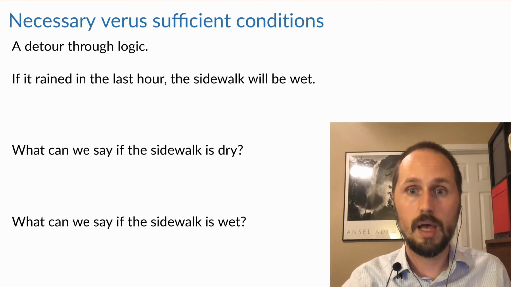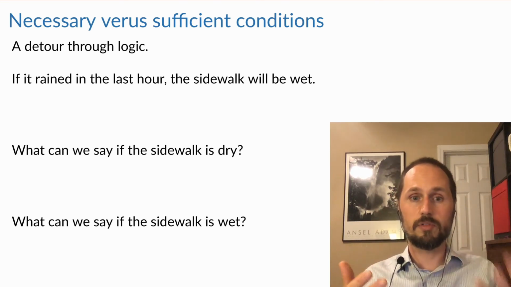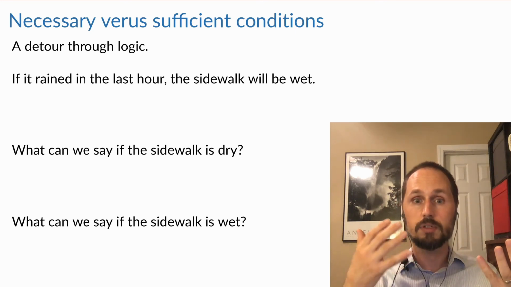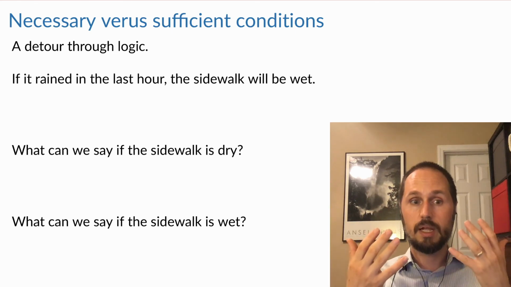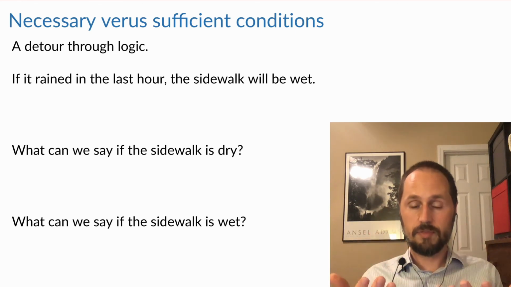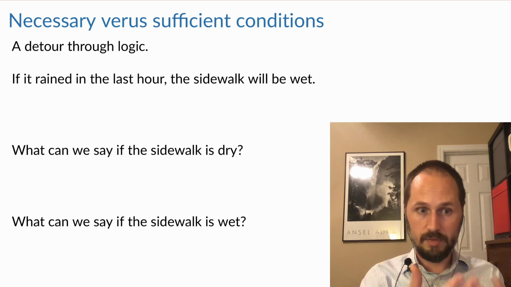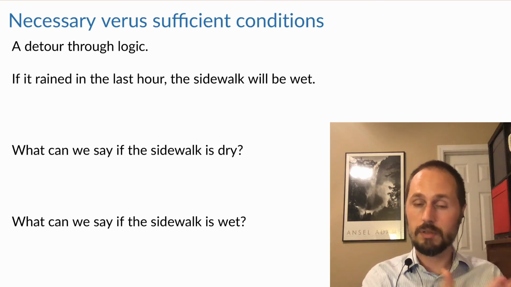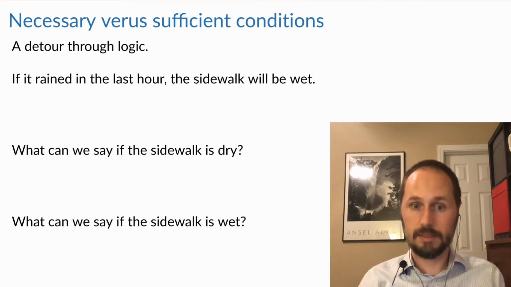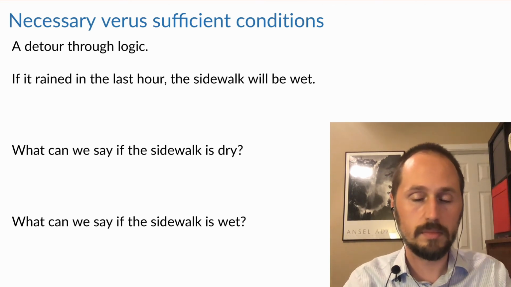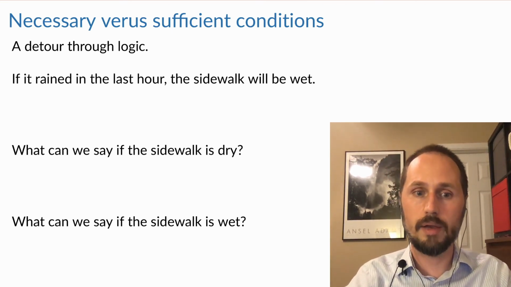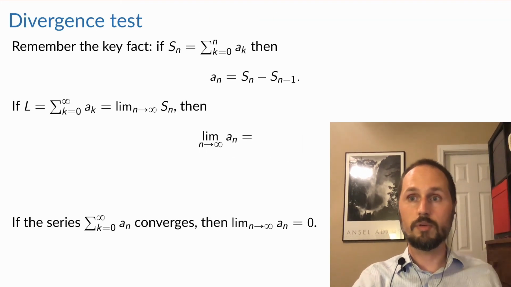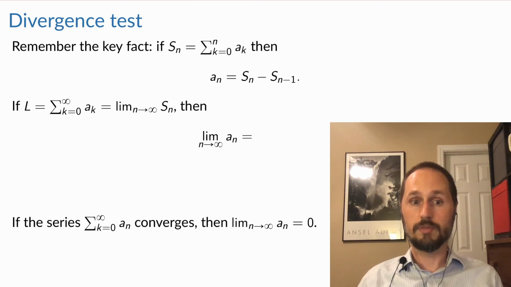Okay, so this is the importance of, or the meaning of what we say when we talk about necessary conditions versus sufficient conditions. If it rained, then the sidewalk is wet, then rain is sufficient to explain wetness, but it is not necessary to explain wetness. Okay, so let us go and apply this in the setting of series. So here we have what's called the divergence test.